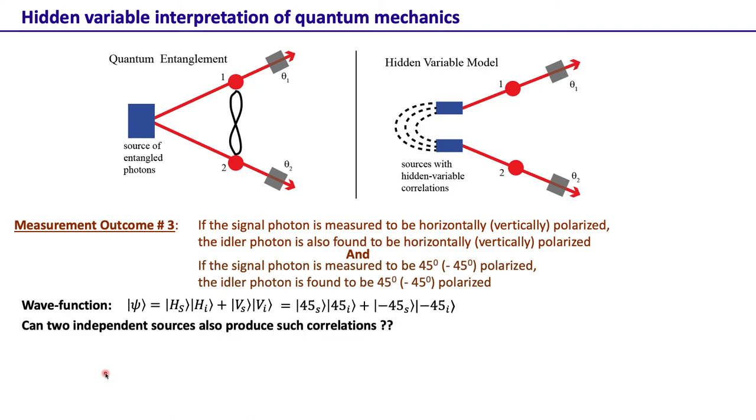Now the question is, can the hidden variable theories, a hidden variable model using two independent sources, also explain these measurement outcomes? And the answer is no. In fact, the challenge is, no matter which and how many sets of rules we make on these two sources, we would never be able to explain these measurement outcomes. Quantum mechanics, of course, can do it, but hidden variable theories will never be able to.